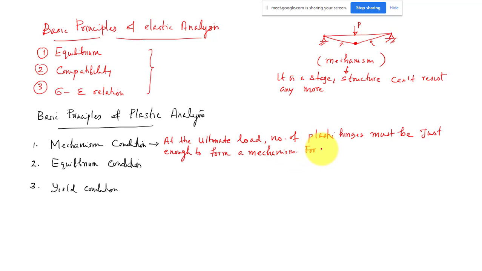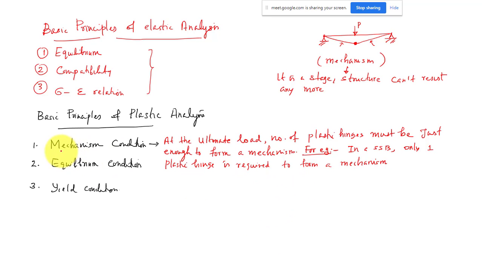Okay, so I can say, for example, in a simply supported beam, only one plastic hinge is required to form a mechanism. I know that part may not be clear right now: how many plastic hinges are required and where the plastic hinge will form. That part we have to discuss in detail. Okay, that we'll discuss after this.